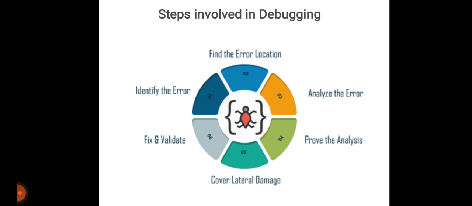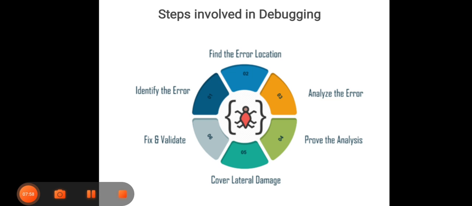Then move to the second step, that is find the error location. After identifying the error correctly, you need to go through the code to find the exact spot, the exact line, the exact location where the error is located. In this stage, you need to focus on finding the error instead of understanding it. You have to just find the location of the error in this step. Then next, analyze the error.